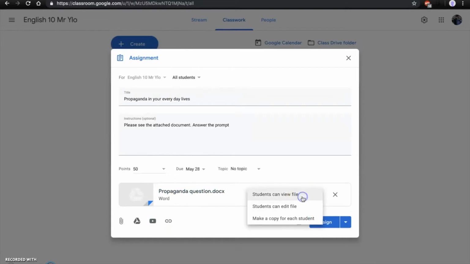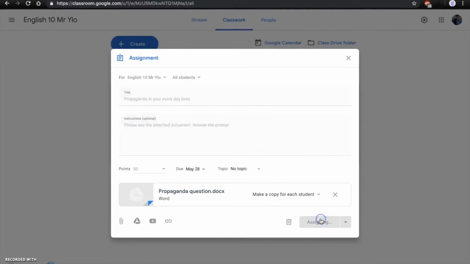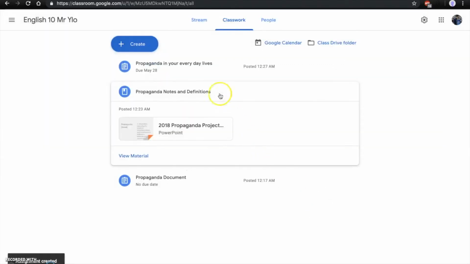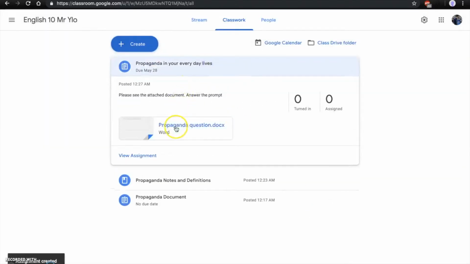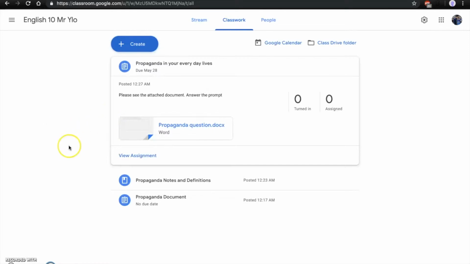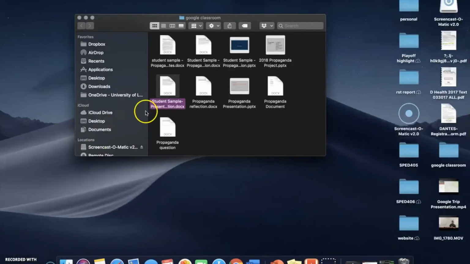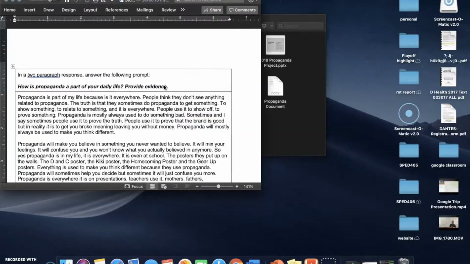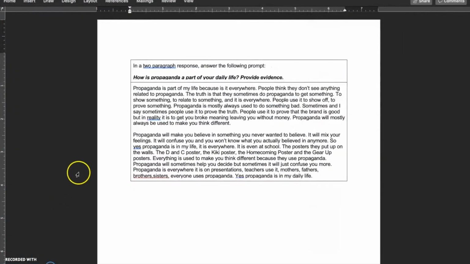And I'm gonna have students have a copy for each. And once it's assigned, once again, every student will have a copy. In a 2-paragraph response, answer the following prompt. How is propaganda a part of your daily life? Provide evidence. So this is going to be due tomorrow. And let's see a student sample right here. So this is the student sample.